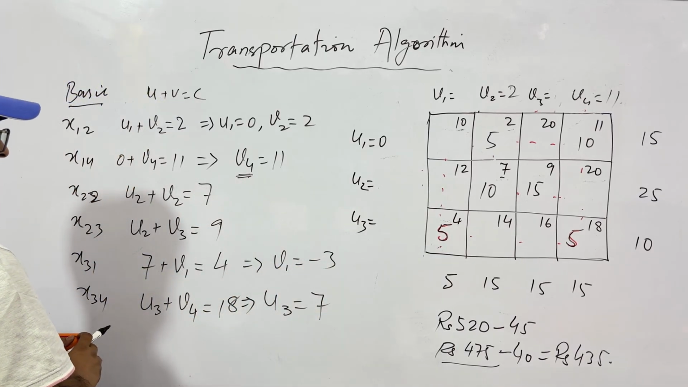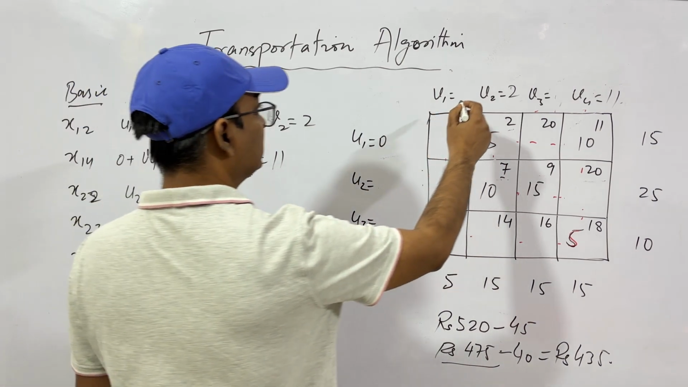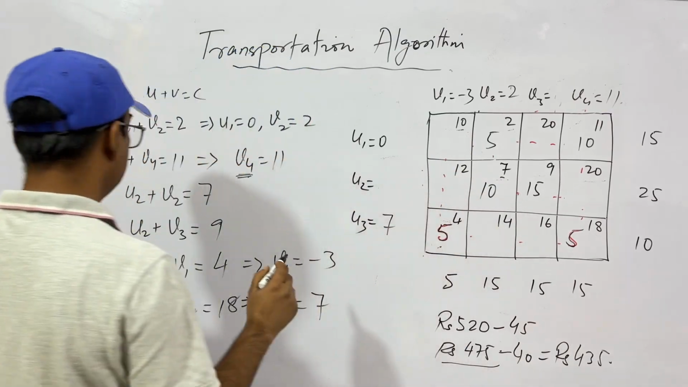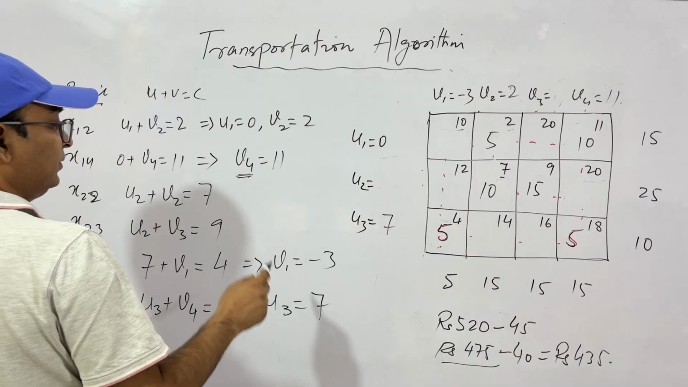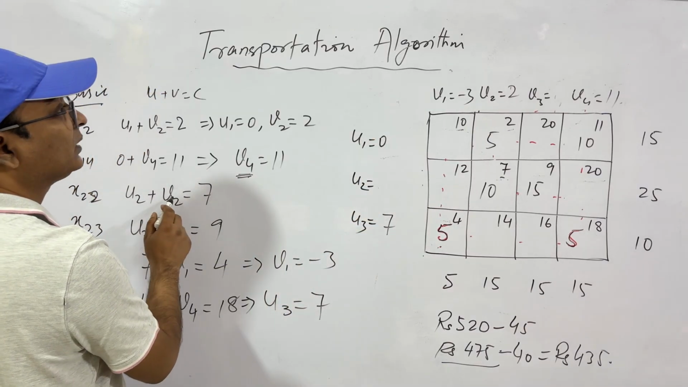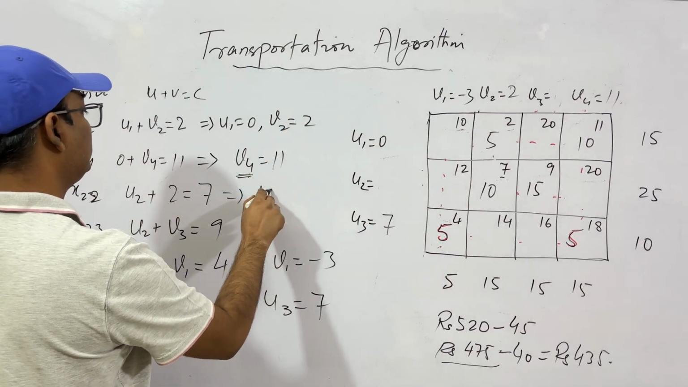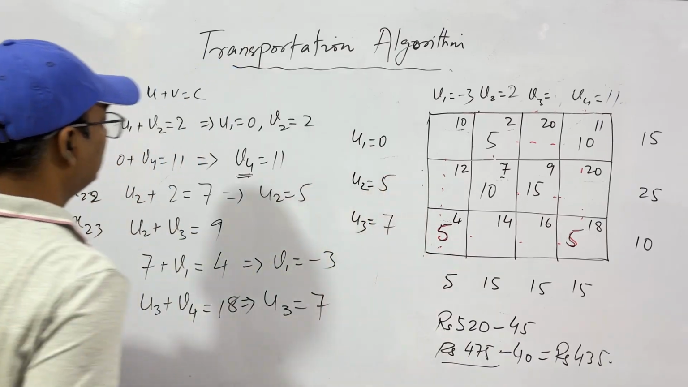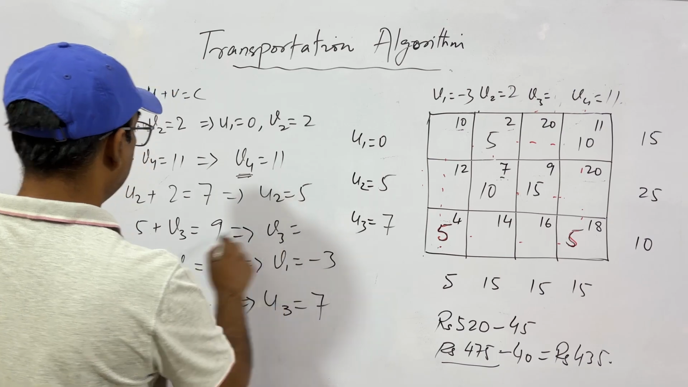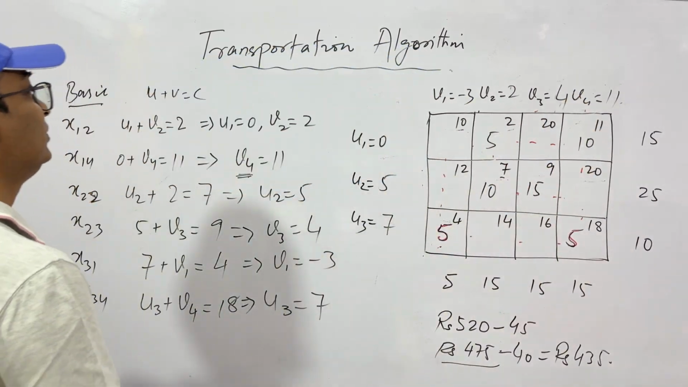Then we have v3, u2. Which values do we have? v1 is minus 3, then u3 is 7, and u2 we don't know. v3 we don't have either, so for u2 plus v3 we have neither u2 nor v3. But u2 plus v2, we have the value of v2, it is 2. So from here u2 is equal to 5. So v3 is 9 minus 5, that is 4. So we have obtained the values of the u's and v's.